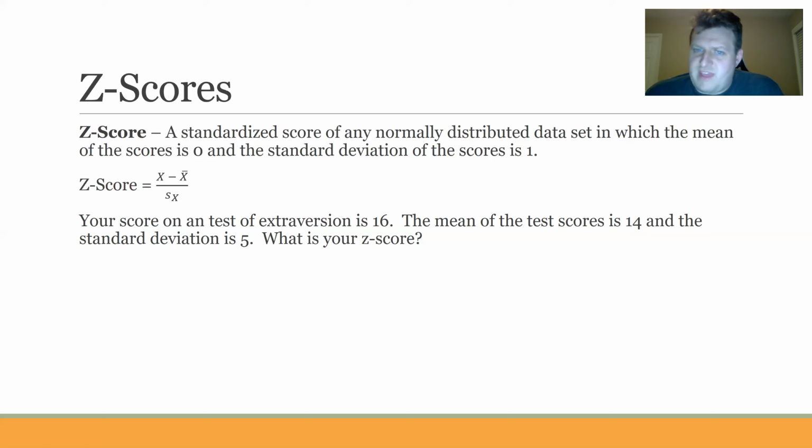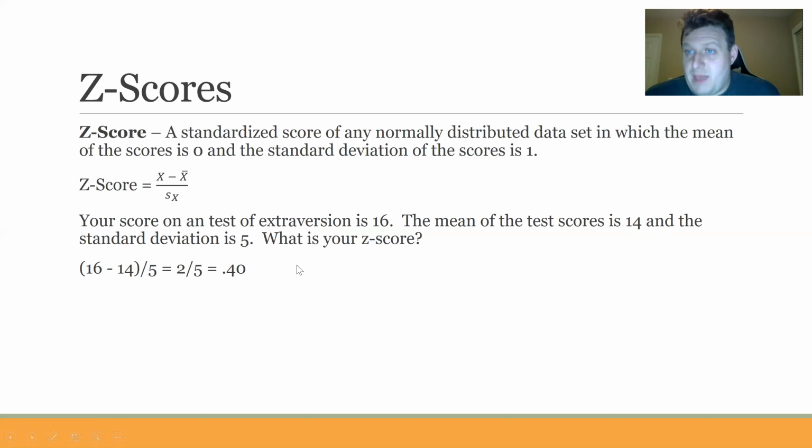We have to convert this data to a z-score. Well, we're going to take our score, 16, and subtract it from the mean. 16 minus 14 is 2. We're going to take 2 and divide it by the standard deviation of these scores. The standard deviation of these scores in the population is 5. 2 divided by 5 is 0.4.